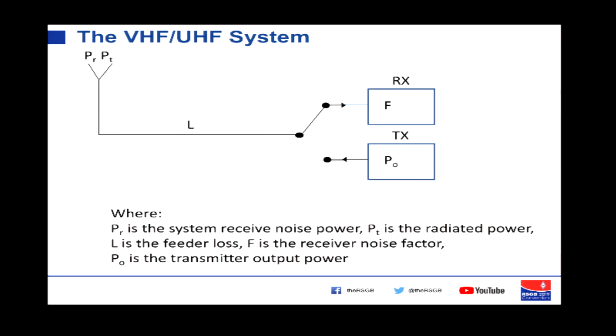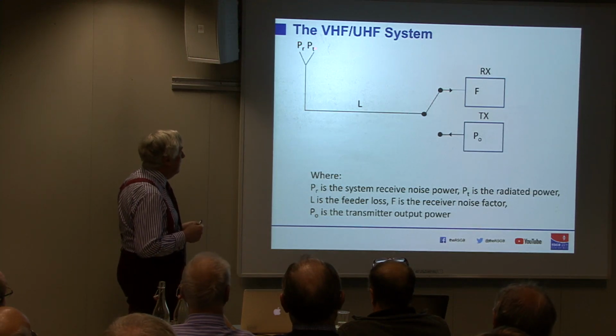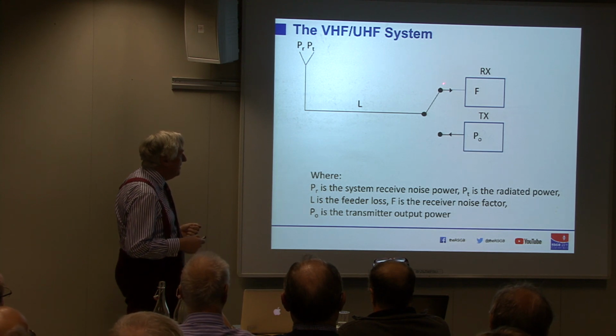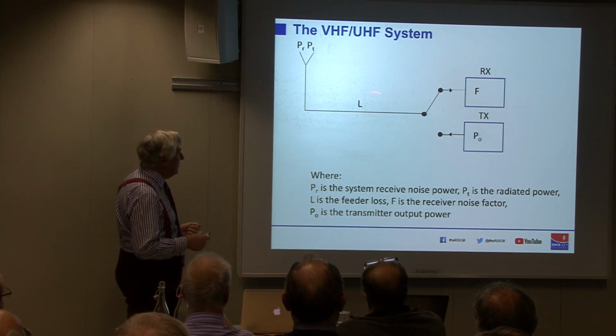So here's my VHF UHF system. It's a nice simple system. It has a transmitter and a receiver. The transmitter has an output power of P0, and the receiver has a noise factor of F. As a result of that, there will be some transmitted power going out of the aerial, and there will be an equivalent receive noise power. Those numbers, of course, are not the same as the numbers that apply at this end of the system. And in between is the feeder, which has loss factor L.